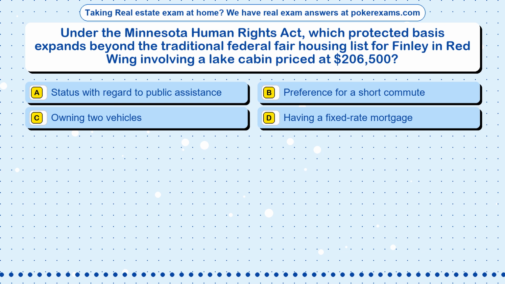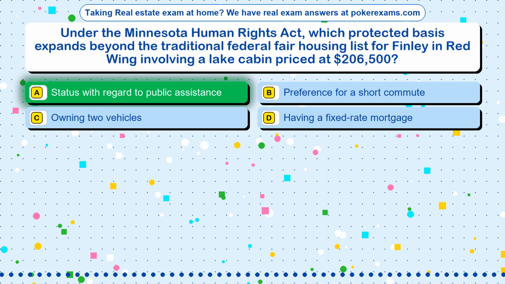Question 41. Under the Minnesota Human Rights Act, which protected basis expands beyond the traditional federal fair housing list for Finley in Red Wing involving a lake cabin priced at $206,500? Option A, status with regard to public assistance. Option B, preference for a short commute. Option C, owning two vehicles. Option D, having a fixed-rate mortgage.